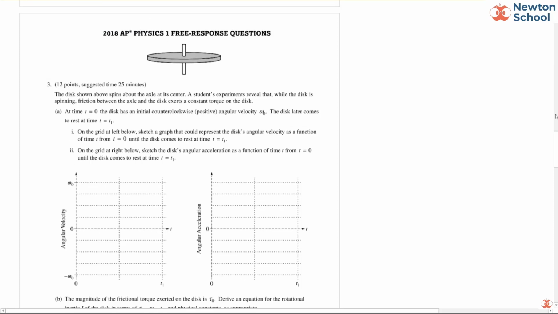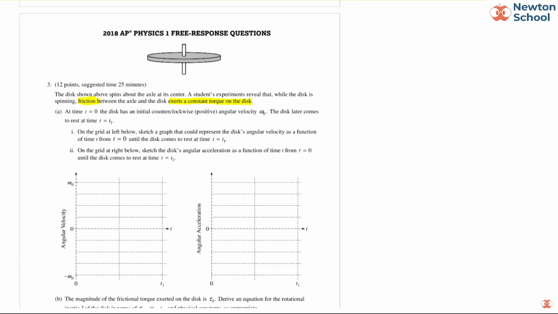All right, question number 3, 2018 AP Physics 1. You have a disk that spins about an axle at its center. A student experimentally reveals that the disk is spinning. Friction between the axle and disk exerts a constant torque on the disk. So it's going to slow down the disk. I'll say this is friction, so it's going to slow down the spinning, right?